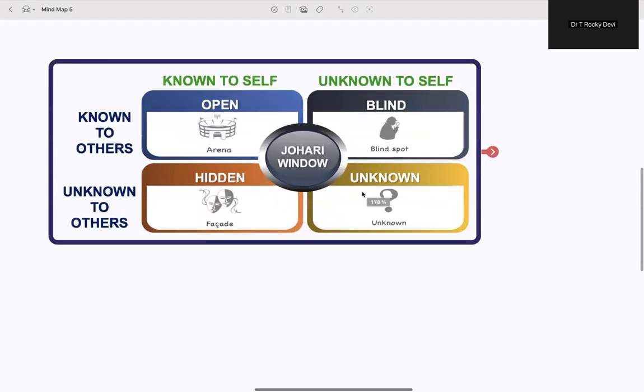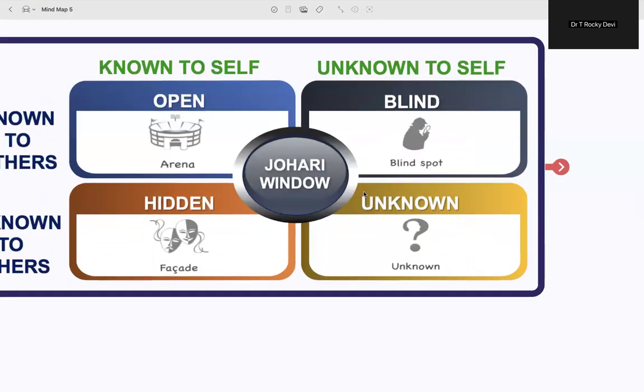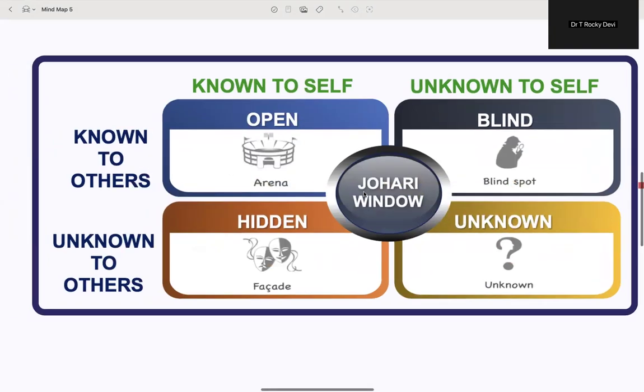So today I'm going to talk about something called the Johari window. You might have heard of this window. That must be the reason for you to come here.